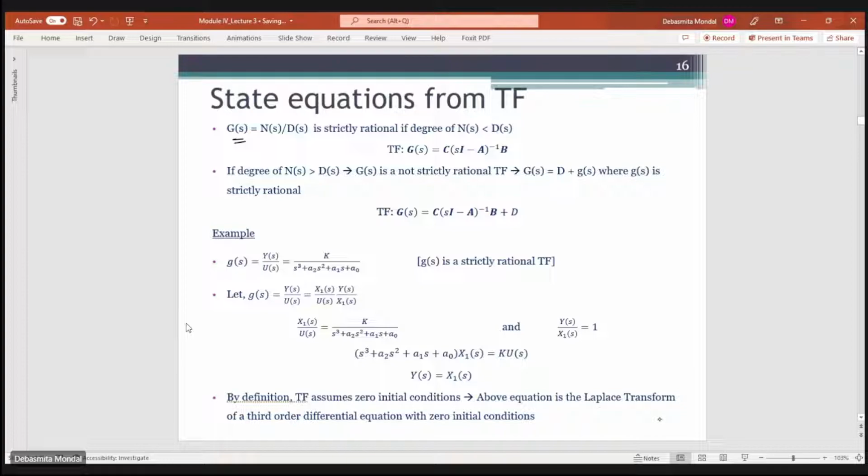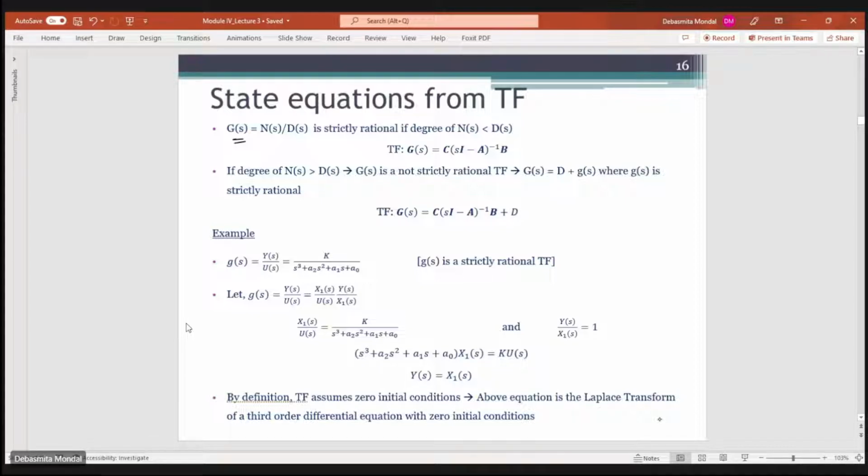We'll say that G(s) is strictly rational if the degree of the numerator is less than the degree of the denominator. If this condition is satisfied, then the transfer function is given as G(s) equals C(sI minus A) inverse B. But in case this condition is not satisfied, if the degree of the numerator polynomial is greater than that of the denominator, then G(s) is not strictly rational. Then we have to express the given transfer function in a form like this.